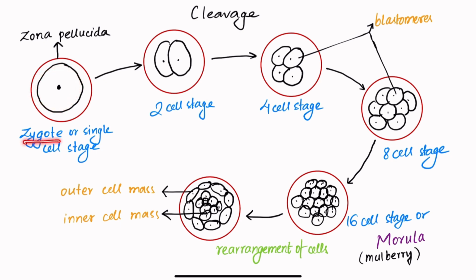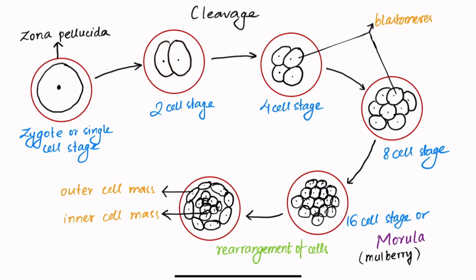The zygote itself is a single cell stage. The zygote is still surrounded by a glycoproteinous layer called zona pellucida. The zygote goes through mitotic cell division. Here, the zygote goes through first mitotic cell division called the first cleavage, forming the two cell stage, 1, 2.